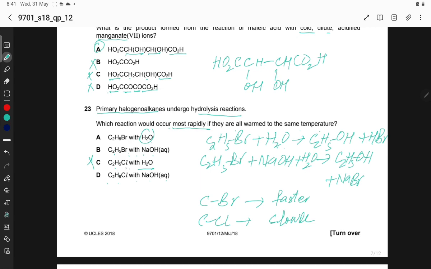Again C2H5Cl with water, the C-Cl bond is also a stronger bond, so it takes more energy to break, so that is why it would not occur rapidly. C2H5Cl with sodium hydroxide, again the C-Cl bond is slower, so this option is also incorrect. B option is correct.